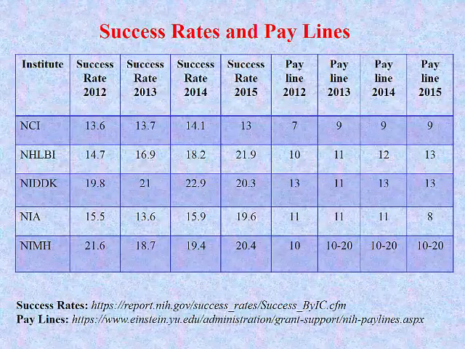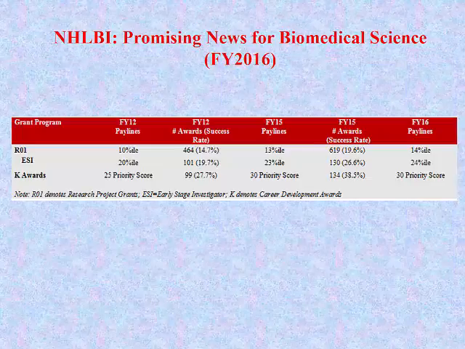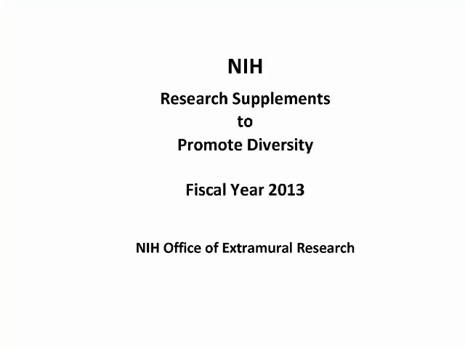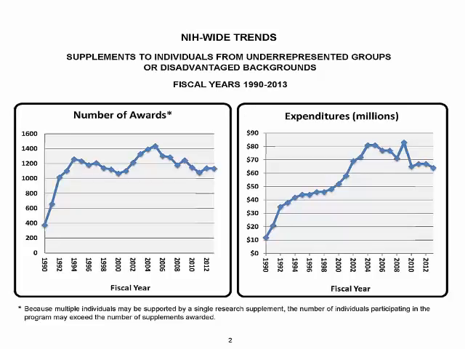This is a figure on success rate and pay lines. I'll let you review this on your own. I'm going to let you skip that too, because I just want to show you a couple of slides on diversity supplements. So any R, P, or U grant is eligible for a diversity supplement, okay?